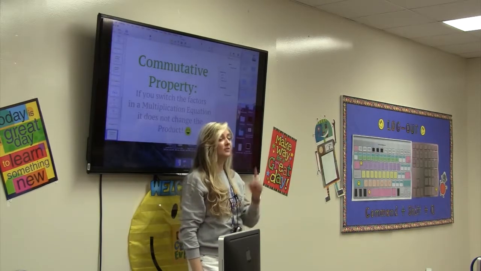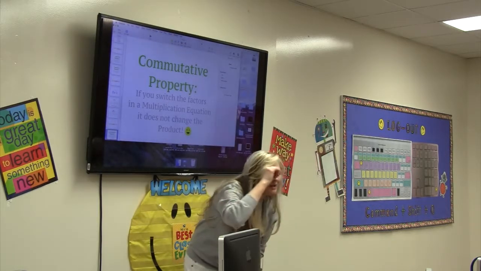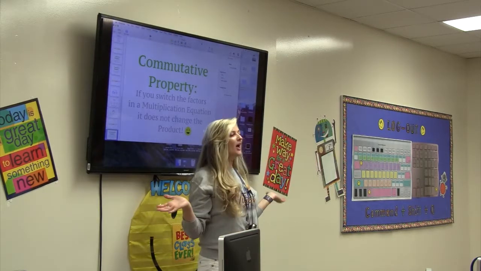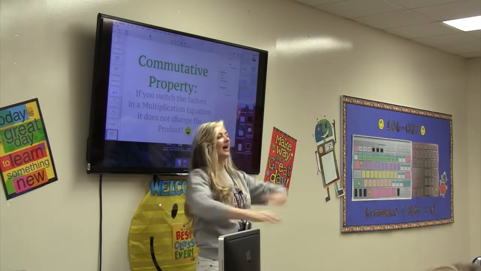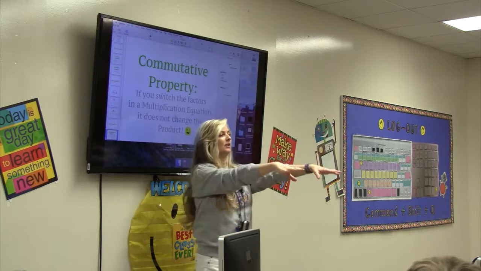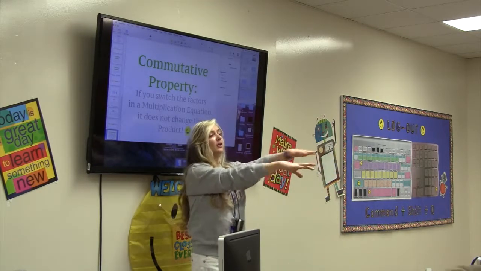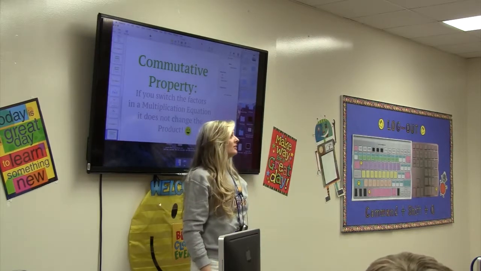Excellent. Let's do what we've learned so far today. Zero property means any number multiplied by 0 is equal to 0. Commutative, commutative, commutative.